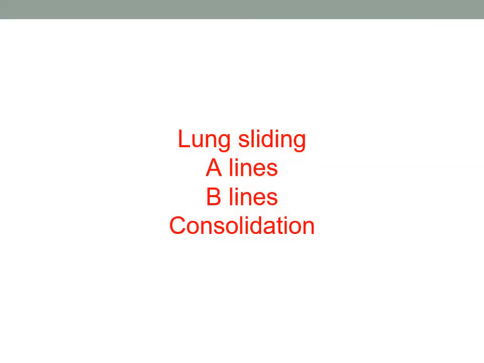So that's all the theory, and that's how to scan. So this is what you'll see when you scan in those 12 points. You need to be able to recognize lung sliding, A lines, B lines, and consolidation.